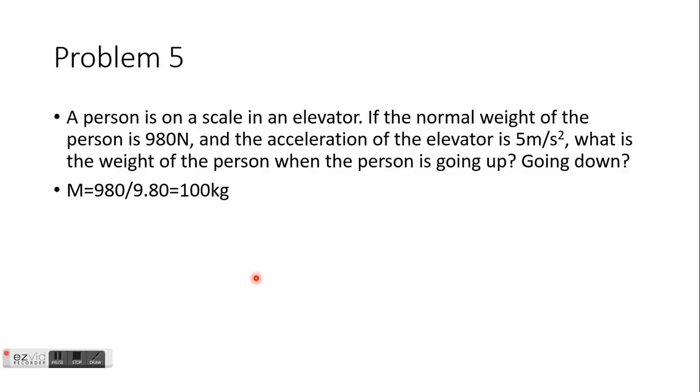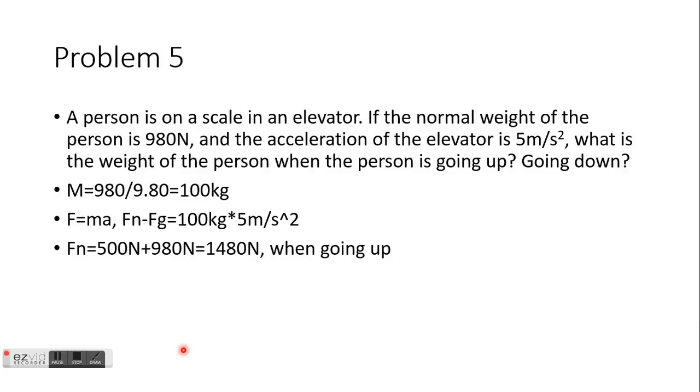So this is where that sigma I was talking about comes in. I don't usually write it, but it is there. It's the sum of the forces. So F equals ma. The two forces in the y direction are the normal force and the force of gravity, and we know the mass and we know the acceleration. Because we know the force of gravity is 980 newtons, since that's your weight, the force of gravity acting upon you, we can move that over and say that the normal force is equal to 500 newtons plus 980 newtons, which is 1480 newtons when going up.